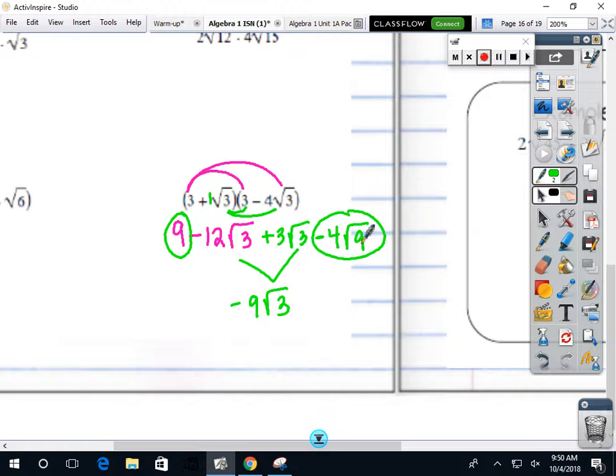Now, as far as these two are concerned, what's the square root of 9? 3. And then it's touching the negative 4, so wouldn't that just become a negative 12? Because negative 4 times 3 is negative 12. And what's 9 minus 12? Negative 3, right? And so that would be the final answer.